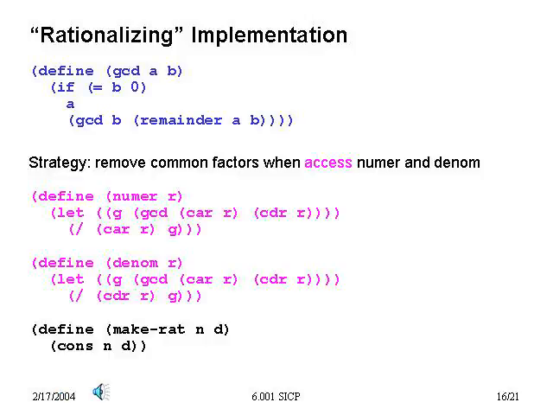And here we have a choice. The first strategy says, let's remove the common factors whenever we actually access numer and denom. That is, we'll make the rationals the normal way, but when somebody asks for a part, we'll actually reduce it then. So here's a new implementation.